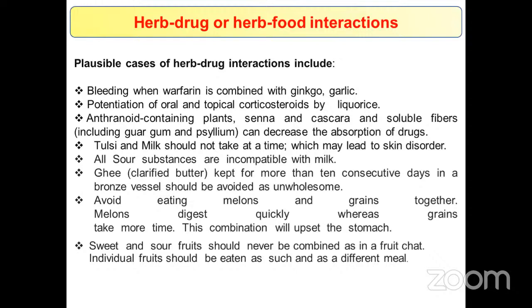Possible causes of herb-drug interaction. There are some examples. It is not that herbs do not cause any sort of complications with modern drugs, but that is wrong. Some established and proven examples: bleeding with warfarin and ginkgo or garlic; oral and topical corticosteroids with licorice, a potentiation effect. That means the efficacy of the topical corticosteroids is enhanced by licorice. Or all sour substances are incompatible with milk. If you are taking milk, then you should not take any type of sour substance.